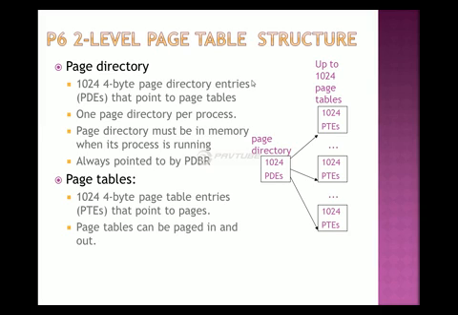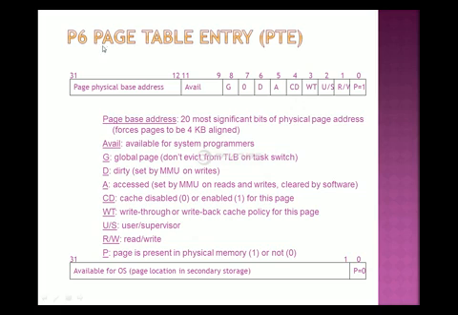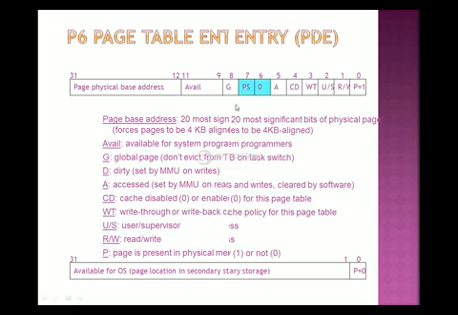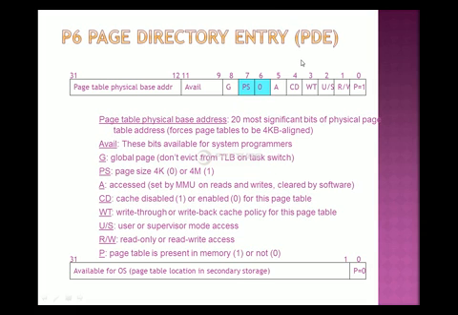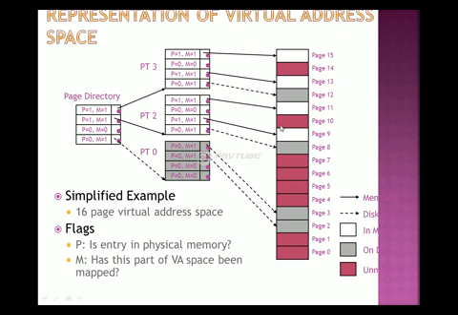This is the P6 two-level page table structure, that is, how the two-level page table structure is organized on the P6. This is the page directory and page tables, with 4 byte page table entries. Then the P6 page table entry, that is your PTE, and how PTE is used as a physical base address. Then PDE, the page directory entries. Then how the P6 page table maps a virtual address to the physical one. Then the representation of the virtual address space.